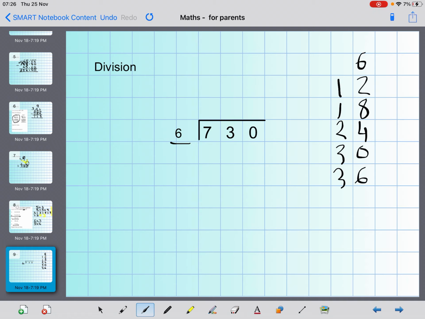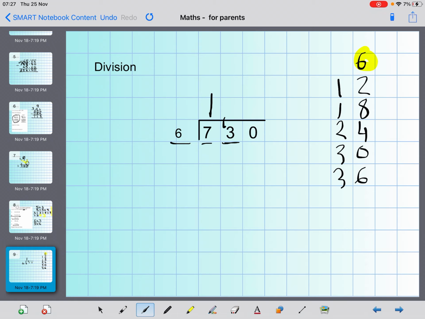So we look at our first digit, which is our 7, and what we would do is find the number in our times tables which is closest to 7 without being more, and in that case it is our 6, which shows me that 6 times 1 will give me 6, so it goes in 1 time, and then I need to find my remainder. So to get from 6 to 7, I would add 1. So 1 is my remainder number.